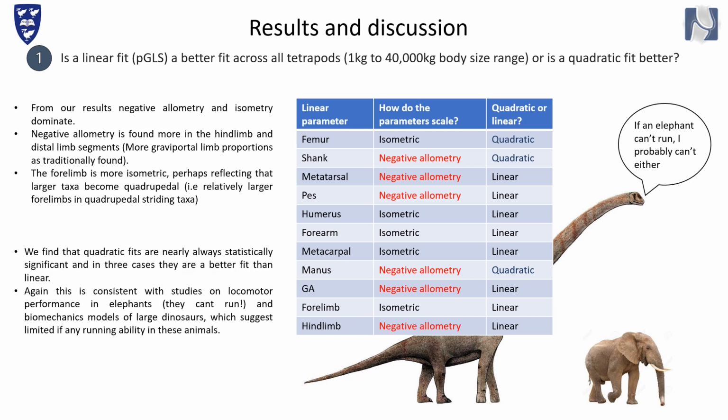We also find that quadratic fits are nearly always statistically significant, and in 3 cases they are a better fit than linear. This suggests that perhaps the largest taxa, so elephant size and above, are scaling differently to medium and smaller sized taxa. Again, this is consistent with studies on locomotor performance in elephants and biomechanical models of large dinosaurs, which suggest limited, if any, running ability at all in these animals.